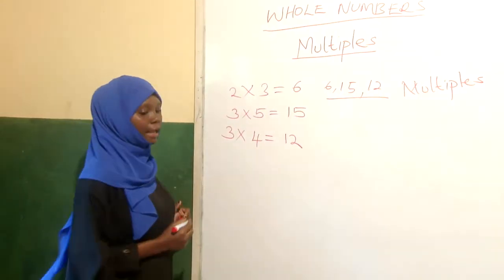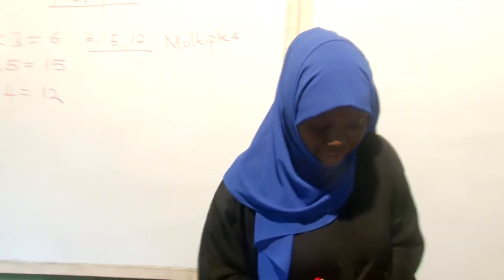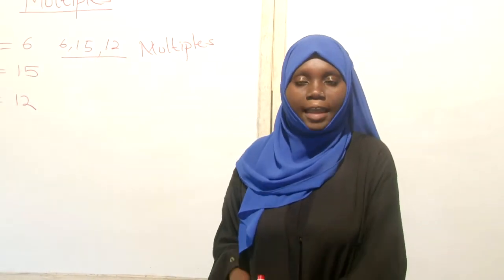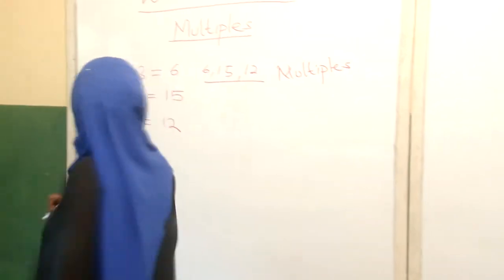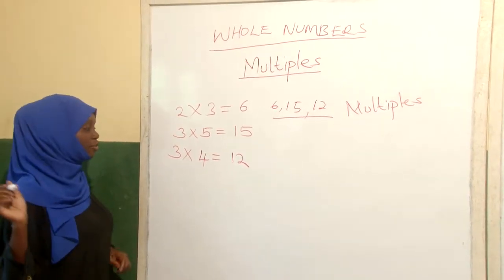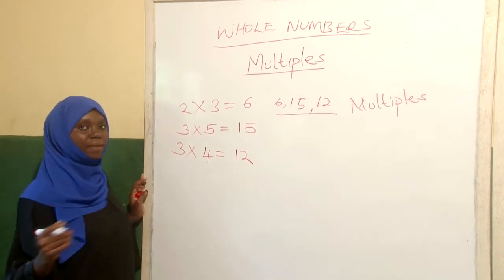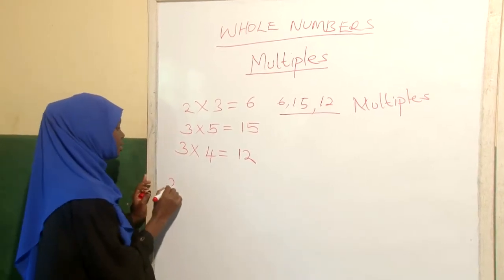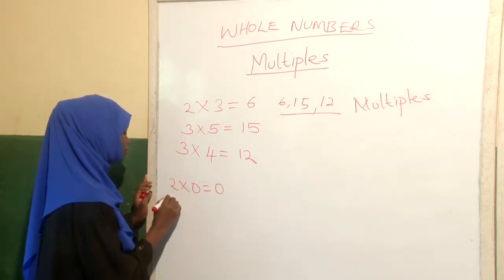I hope it's clear. So I'm going to take you through our first example, that is find the first 6 multiples of 2. To begin with, you will start by 0. Any number, make sure you start by 0. So the first 6 multiples of 2, you will start by 2 times 0, you will get 0.